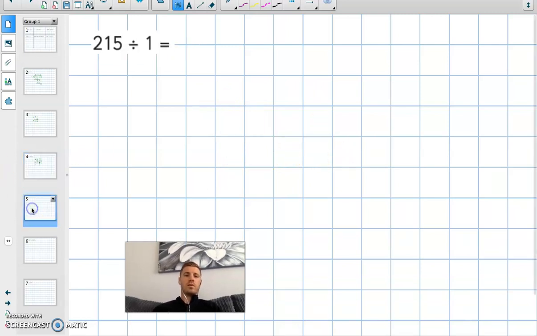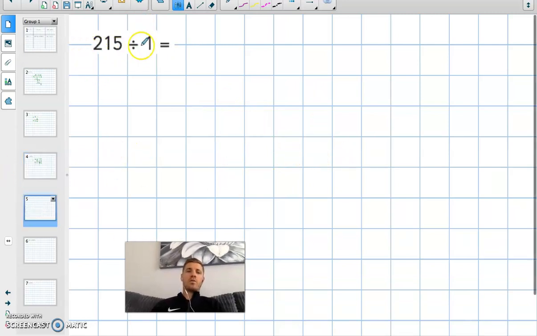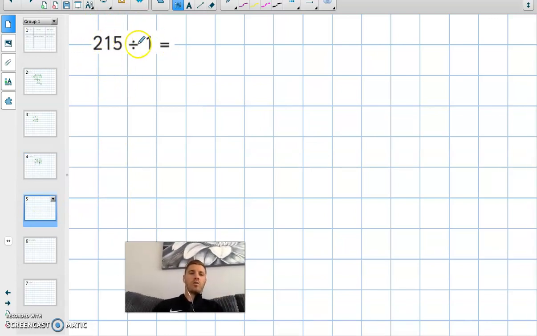So 4,184 is your answer. Okay, whenever you divide a number by 1, the answer is always the original number you started with. So 215 divided by 1, well, I know that there's 215 ones in 215, so that is your answer.